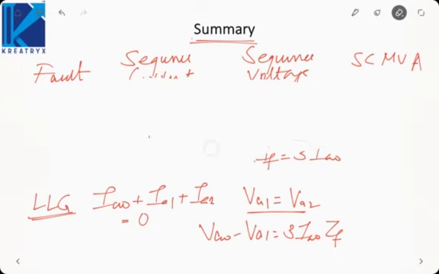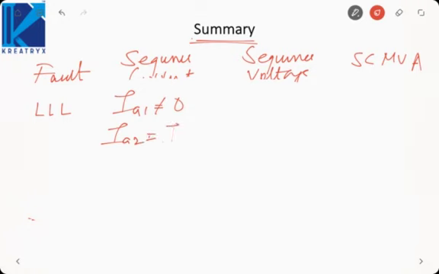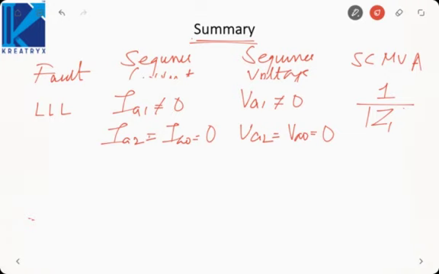And what happened to the symmetrical fault? That is, we consider triple L fault. Of the sequence currents, only IA1 was non-zero. Negative sequence and zero sequence did not exist because it was a balanced fault. And in case of this, only VA1 was non-zero. Again, negative and zero sequence voltages were 0. What was the short circuit MVA? 1 upon mod Z1 in PU. And what was the fault current? It was equal to IA1 because only positive sequence was flowing in the system.